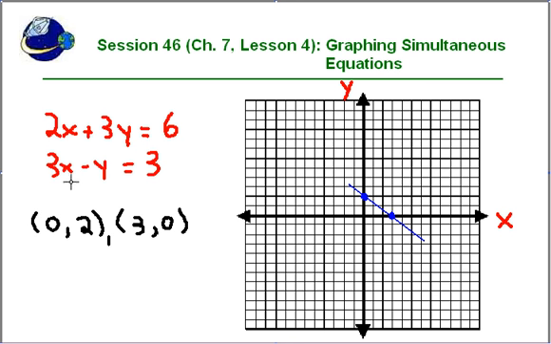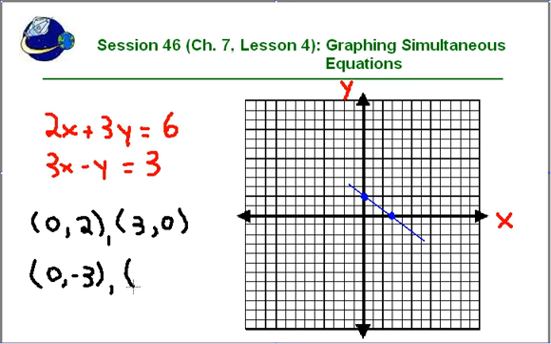Let's take a look at the second equation. Let's try to find two ordered pairs for that one as well. First, let's make x equal to 0. If x equals 0, what's y? x is 0, 3 times 0 is 0. That leaves us with just minus y on the left and positive 3 on the right. Minus y equals 3, so what's y equal? y equals minus 3, because remember, a minus of a minus is a positive. So when x is 0, y is minus 3. That's a solution to this second equation.